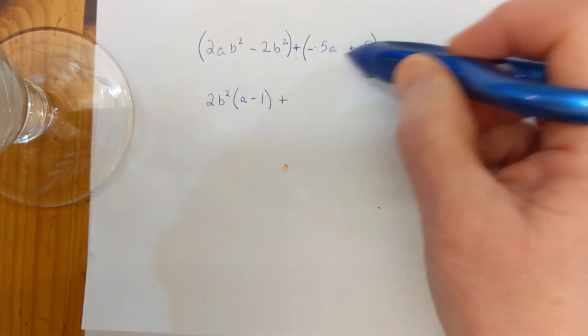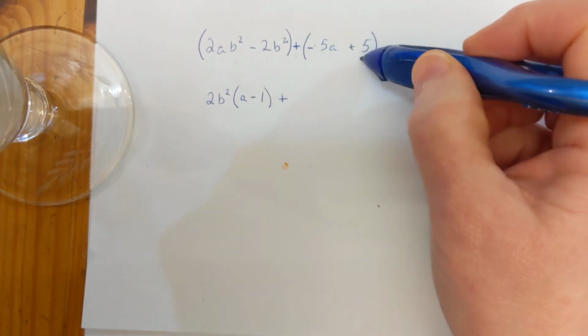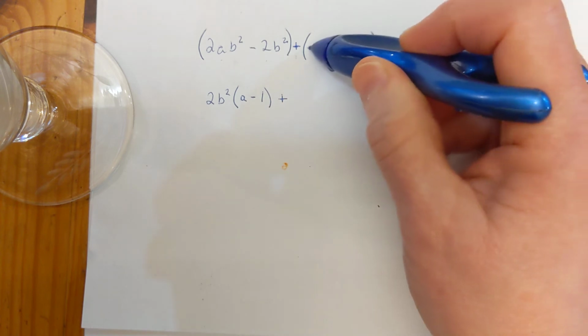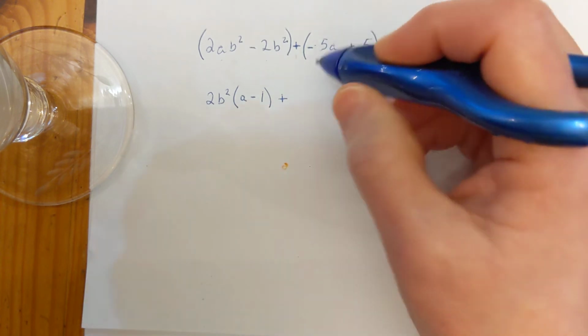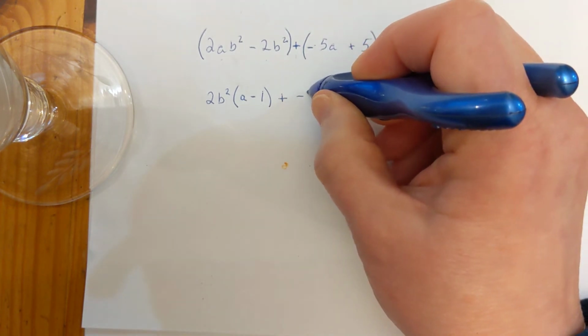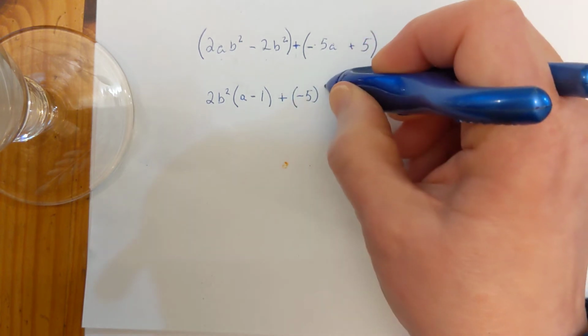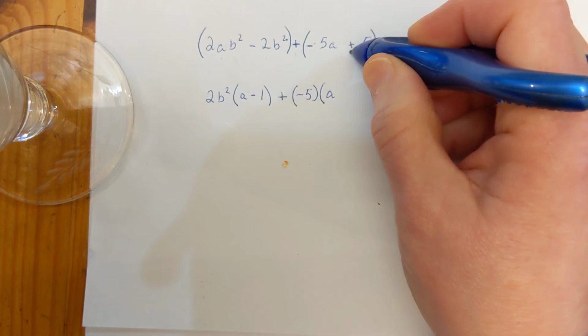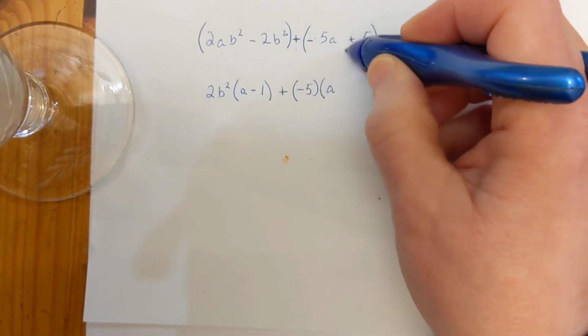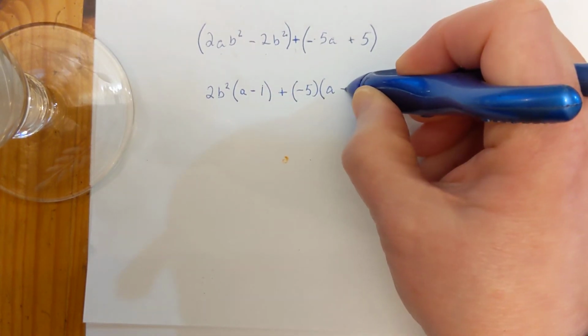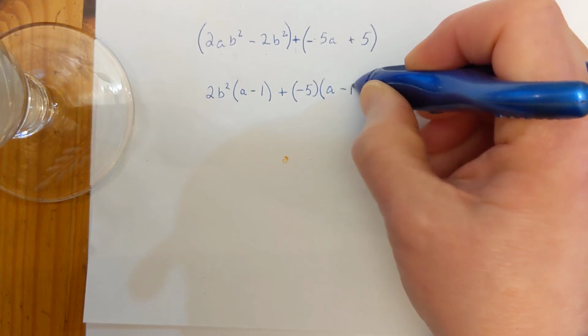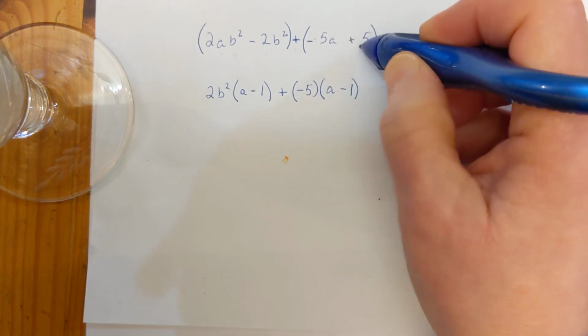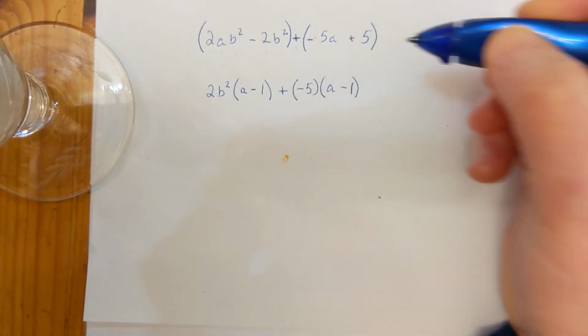I look at this over here. I can factor out a 5. In fact, I'm going to factor out a negative 5 because this first part is negative. So I'm going to factor out a negative 5. And that's going to leave me, I factored out a negative 5, so that means this has to be minus 1, because negative 5 times negative 1 gives me positive 5. And this is a positive 5.